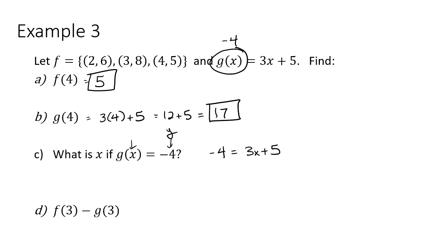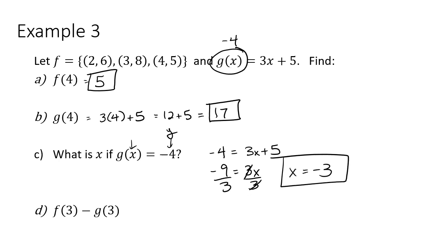So if we subtract 5 from both sides, we'd have negative 9 is equal to 3x. And then if we divide by 3, we would have x is equal to negative 3. So they swapped it on us. They gave us the output, and they asked us to use that to solve for the input.